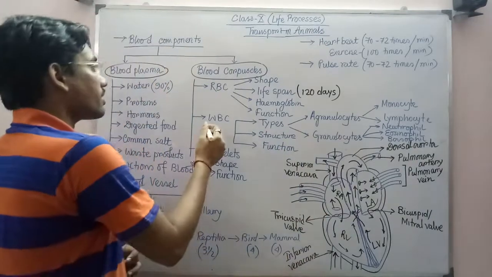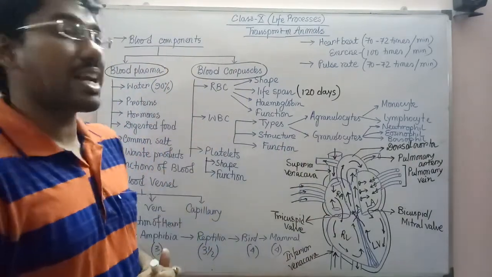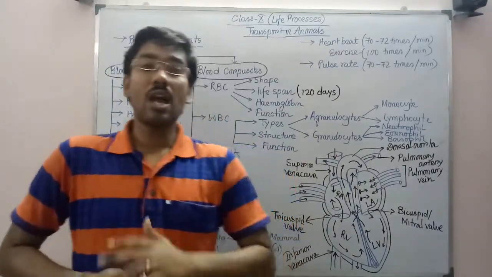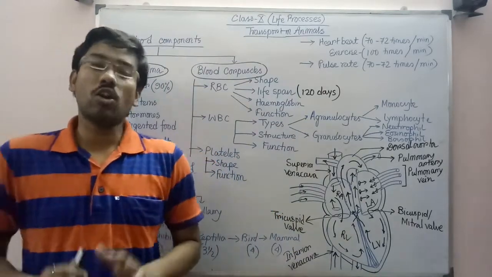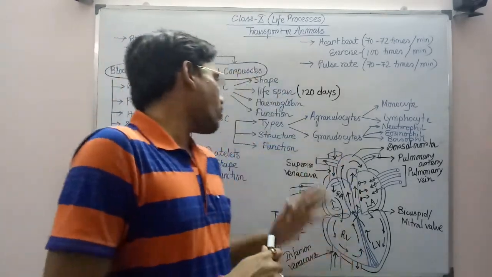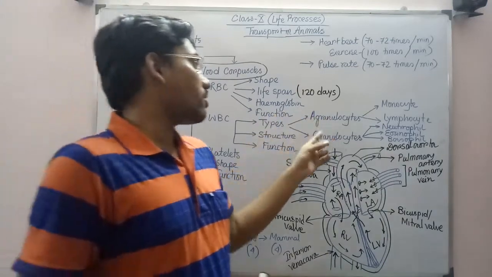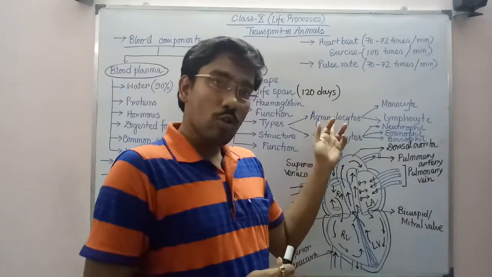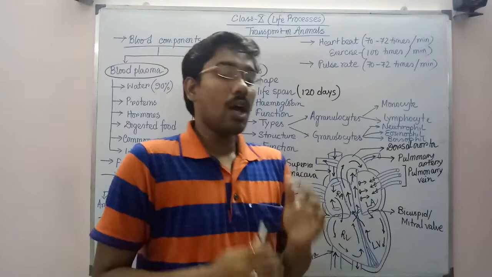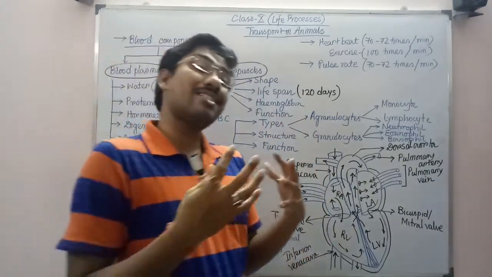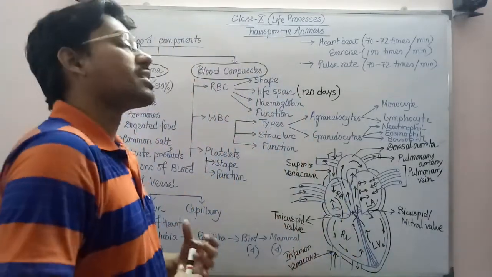Next, we are moving to the next type of blood corpuscle, that is WBC. What is WBC? WBC is white blood cells or leukocytes. Keep it in your mind, within the WBCs two types of cells come: one is granulocytes, another one is agranulocytes. Keep it in your mind, based on the presence of granules, we have given these names.